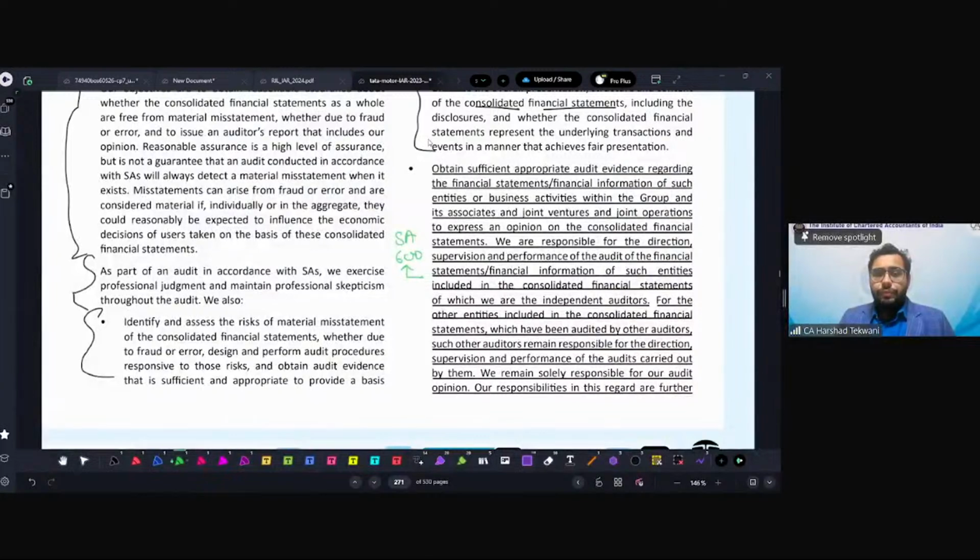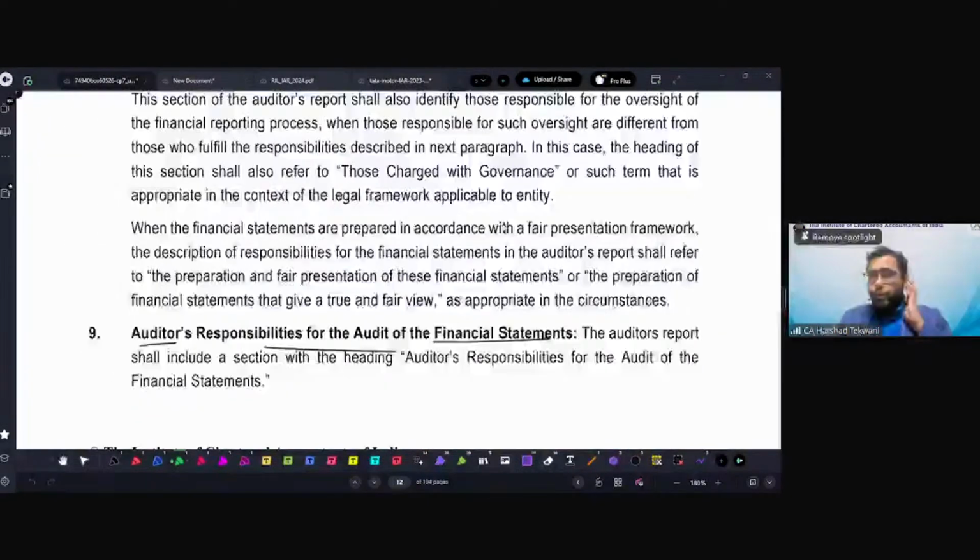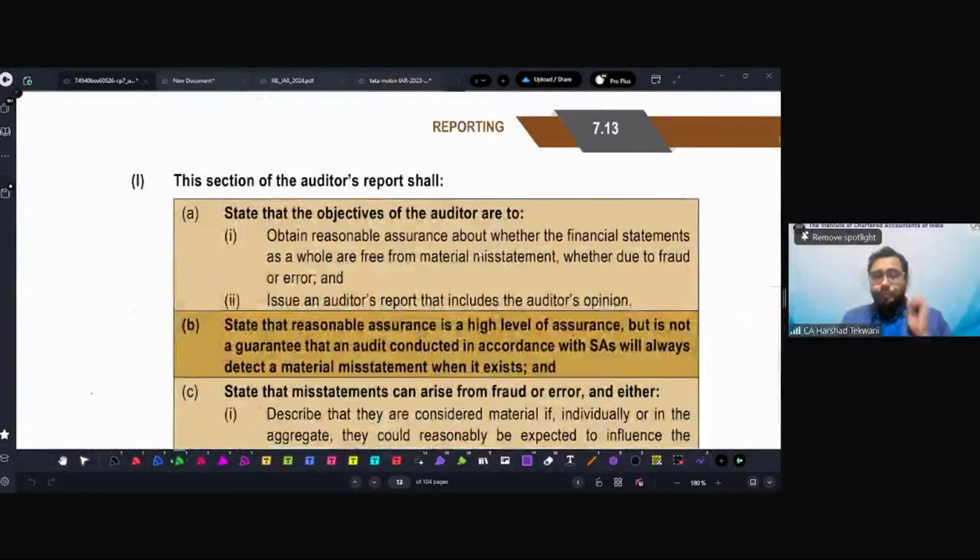Any further doubts? No? Okay, great. So let's go back to the study material. Okay, and we will go through the study material, this particular paragraph. And we will see the things that we have seen already in the audit report. Just a quick recap will be there.